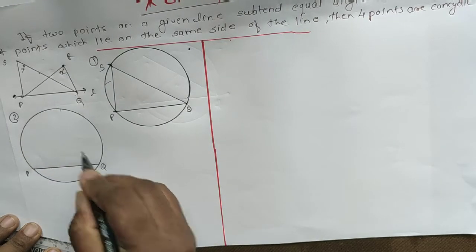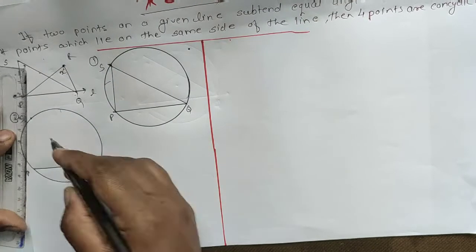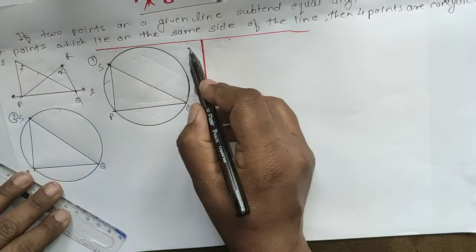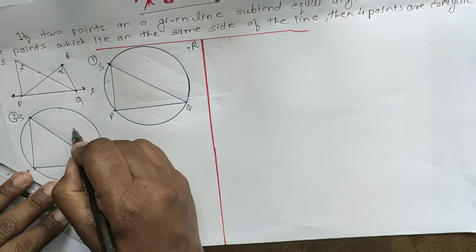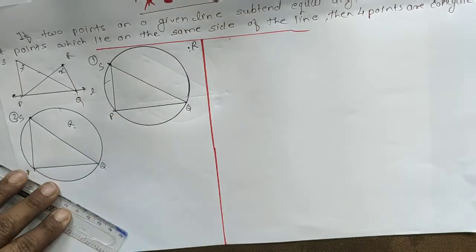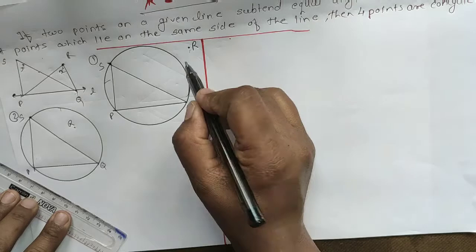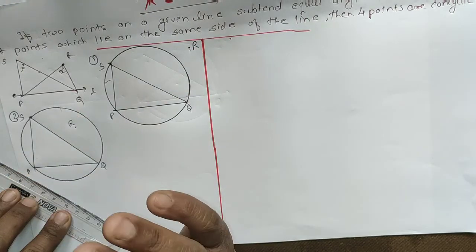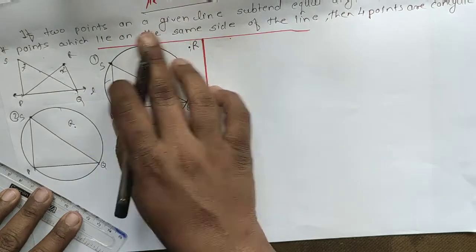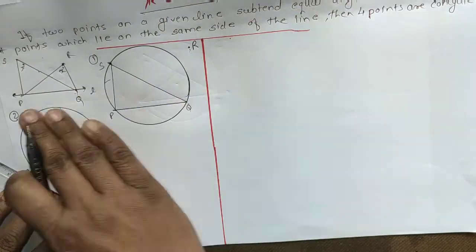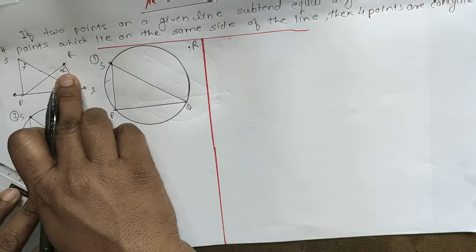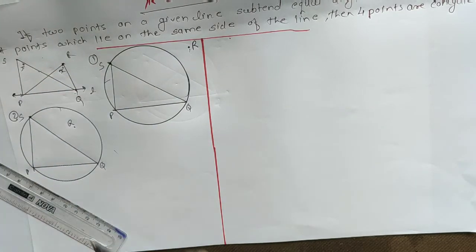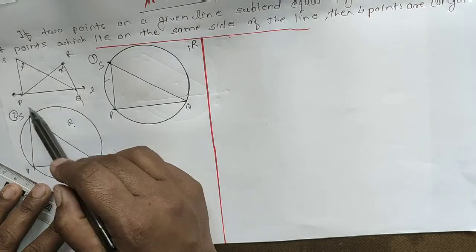Here also the same figure: P, Q, and here it is S. The second condition is that point R is outside the circle, or R lies inside the circle. There are two conditions: point R is outside the circle, or point R is inside the circle. According to the information, if 2 points on a given line subtend equal angles with 2 points which are on one side of the line, then the 4 points P, Q, R, S are concyclic.